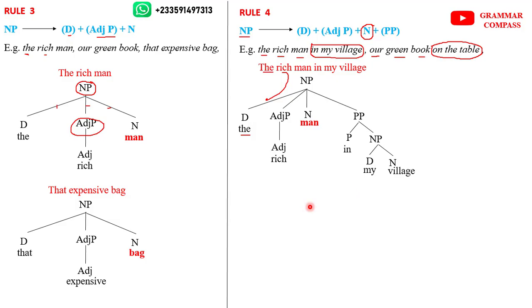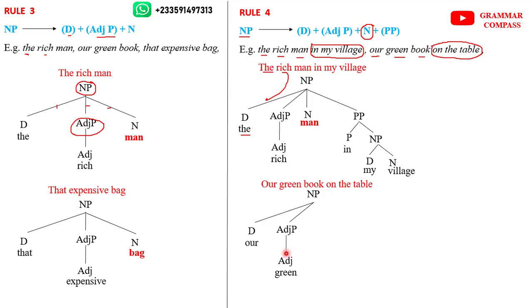Let us take another example. Our green book on the table. Pause the video and try to draw your tree diagram of this noun phrase. This is a noun phrase, so we will write a noun phrase. It consists of what? A determiner. So we draw our branch and represent our determiner, DET. Then this noun phrase consists of an adjective phrase. So we draw another branch and then write our adjective phrase.